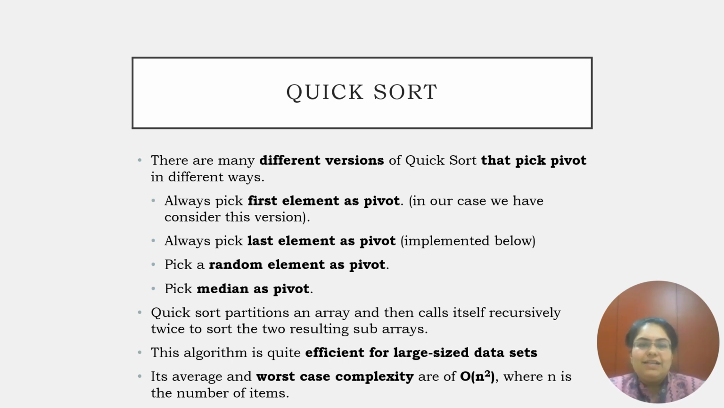Quick sort partitions the array and then calls itself recursively until it is sorted. So whenever it calls itself the first time, the array will be divided into two sub arrays. We can say that this algorithm is quite efficient for larger data sets. The average or worst case complexity of this algorithm is big O of n square, where n is the number of items in the array.